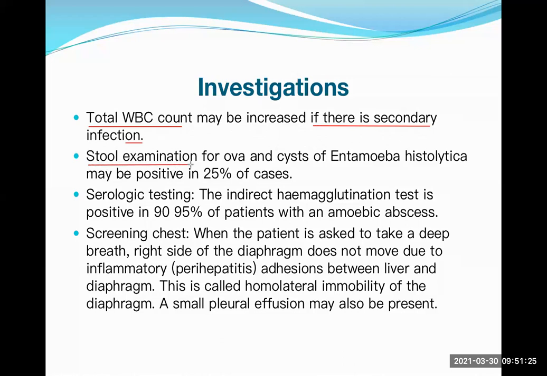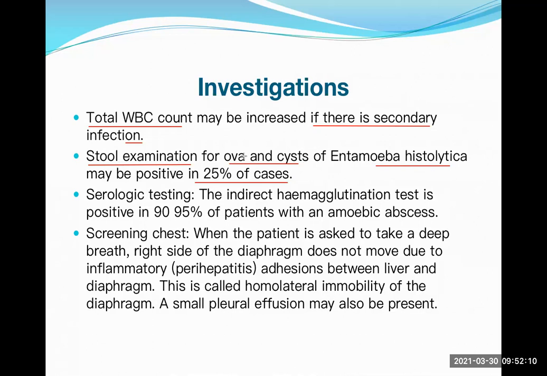Stool examination is very important here, because this is a case of amebic liver abscess. So what we look for in the stool examination is ova and cysts. Entamoeba histolytica is present in almost 25% of cases. Now, let me clarify a little bit. Probably this topic was not taught to you before. Entamoeba histolytica can exist in two forms, trophozoite and cyst. In the stool, the trophozoite cannot live long, so detection of trophozoite is rare in stool examination. Sometimes, luckily, we can see that. But mainly the cyst forms are present there.